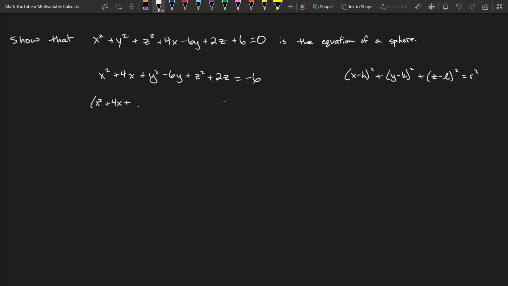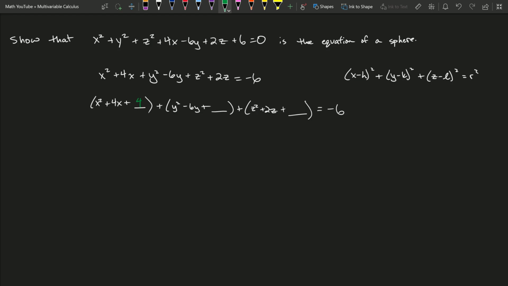So we're going to have x squared plus 4x plus something, plus y squared minus 6y plus something, plus z squared plus 2z plus something. The way we figure out what goes into these blanks is we take the middle term, divide it by 2, and square it. So in this case, we have 4, and what's going to go here is 4 divided by 2, quantity squared, which ends up being 4.